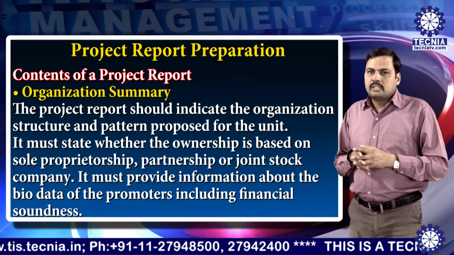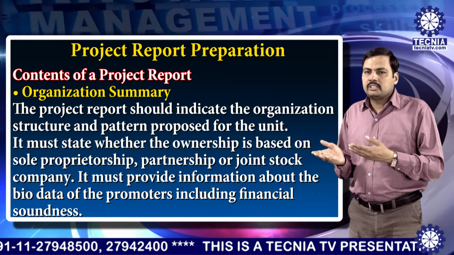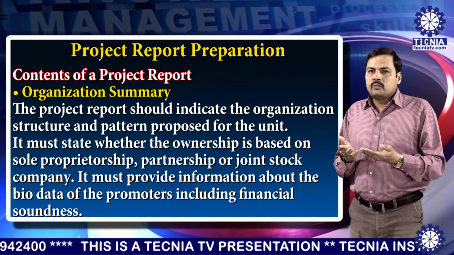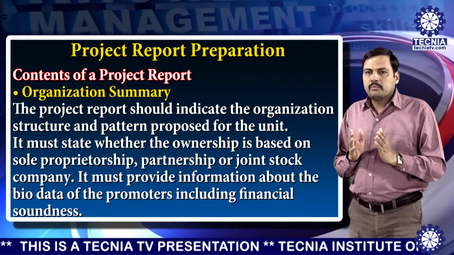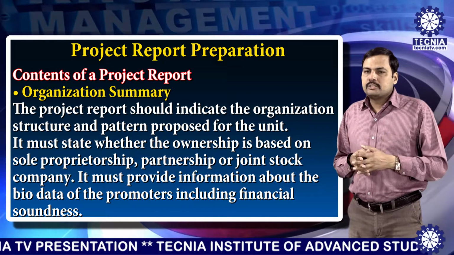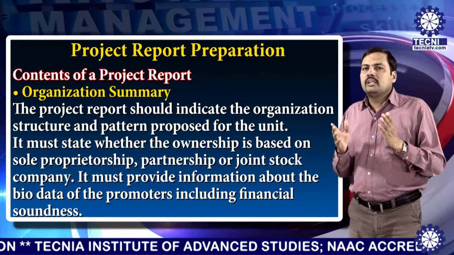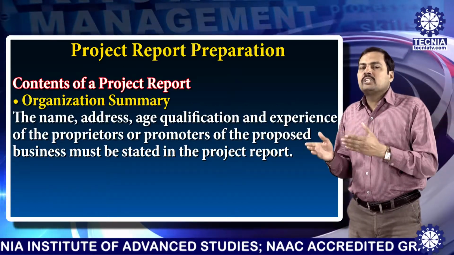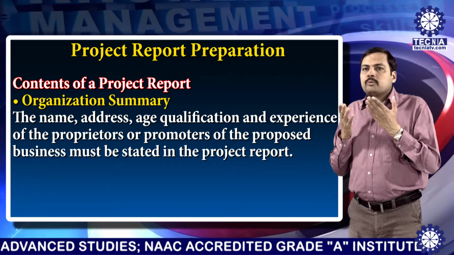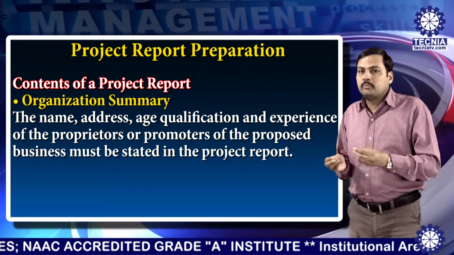Organizational summary. The project report should indicate the organization structure and pattern proposed for the unit. It must state whether the ownership is based on sole proprietorship, partnership or joint stock company. It must provide information about the biodata of the promoters including financial soundness. The name, address, age, qualification and experience of the proprietors or promoters of the proposed business must be stated in the project report.